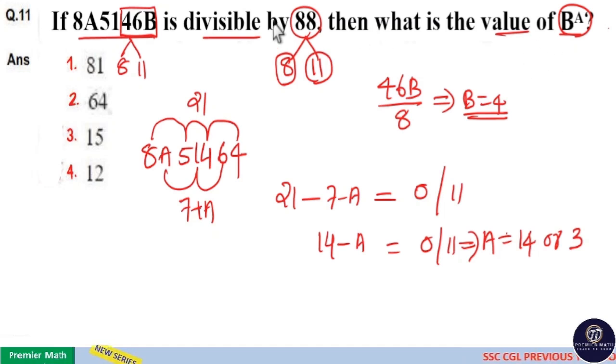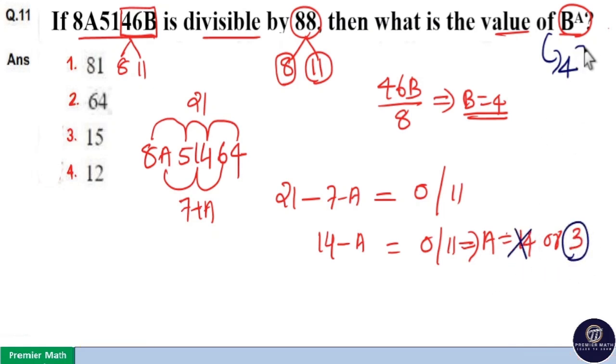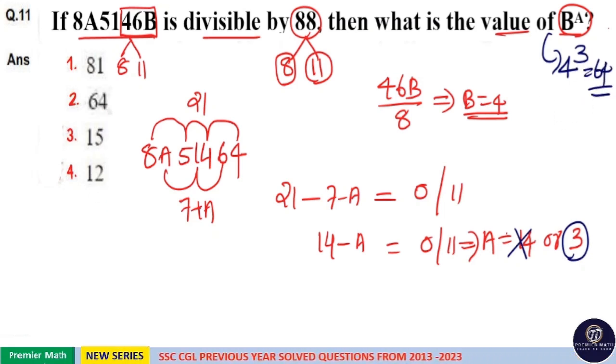Now we have to find what is b raised to a. b raised to a means b is equal to 4, 4 raised to a. I will cancel 14. I will take 3 here because all 4 options are small numbers. So 4 raised to 3 is equal to 64. Option 2 is your answer.